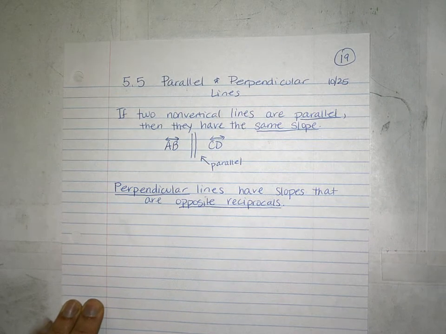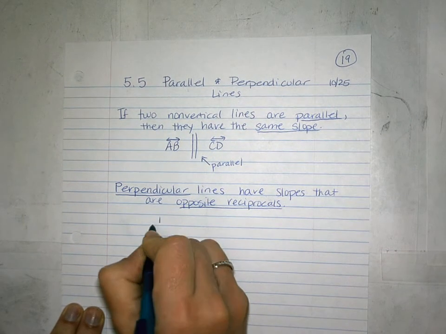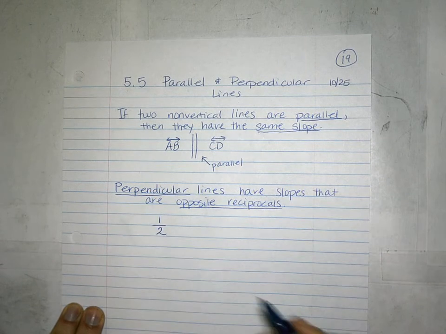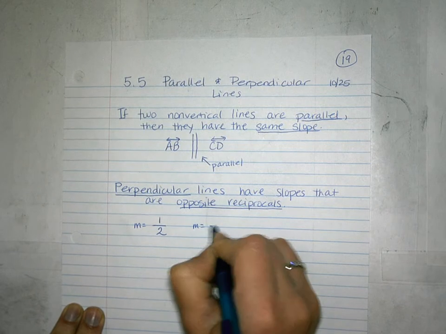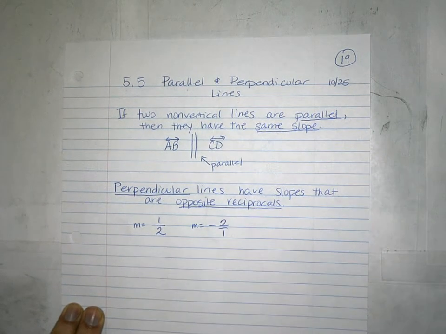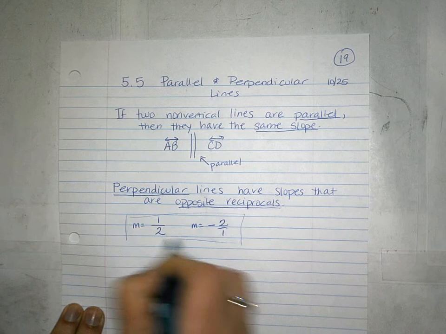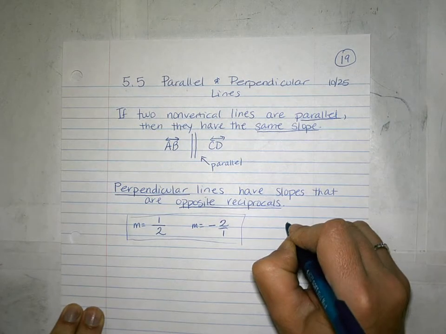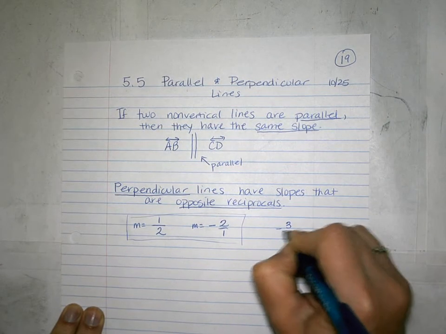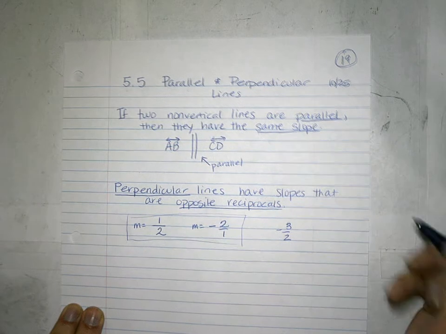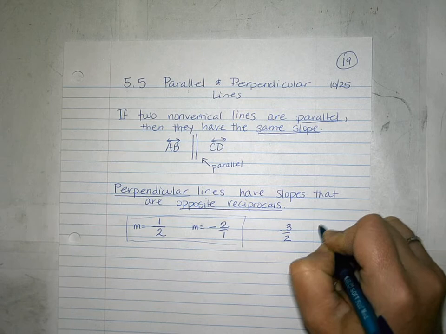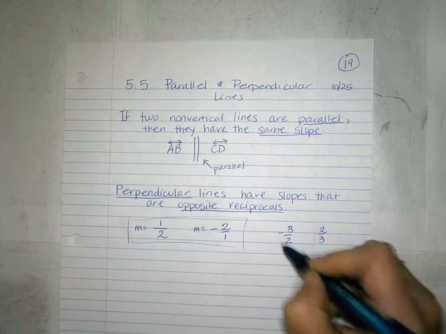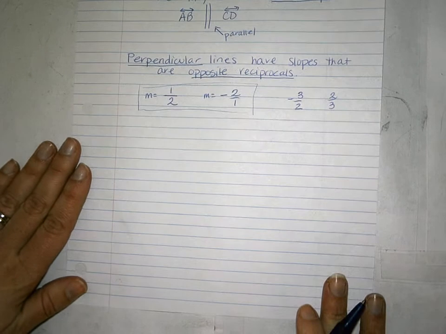So what that means is that if I have a slope that is positive 1/2, right? If one slope is positive 1/2, the other slope would have to be negative 2/1. These would be perpendicular lines. Or if I had negative 3/2 slope, the other slope that would be of a perpendicular line would have a slope of positive 2/3. Okay? All right. So here are a few examples of what you're going to be asked to do shortly.